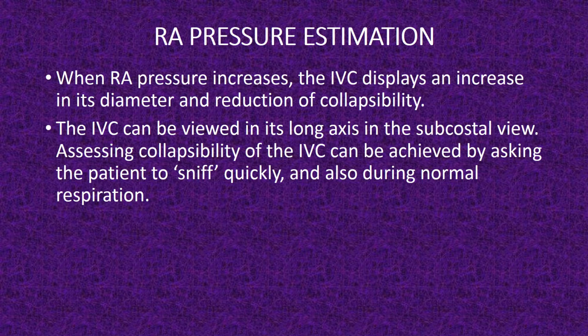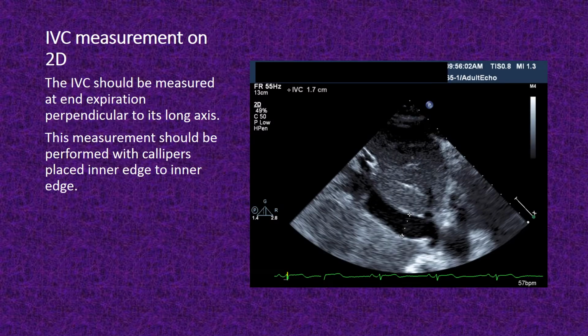Assessing collapsibility of the IVC can be achieved by asking the patient to sniff quickly and also during normal respiration. The IVC should be measured at end expiration perpendicular to its long axis. The hepatic veins are located around 0.5 to 3 centimeters from the ostium of the right atrium, and it's just proximal to the hepatic veins that this measurement should take place. It should be performed with calipers placed inner edge to inner edge.